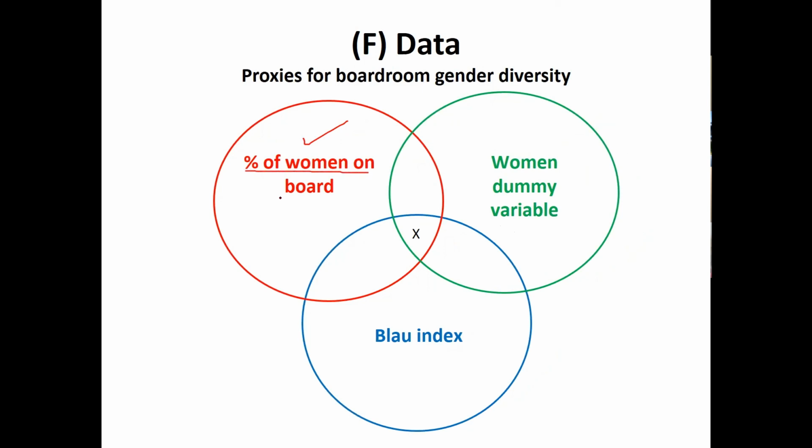How will I be measuring boardroom gender diversity? The simple measures that I picked from the literature are the percentage of women on the board, and a woman dummy variable: if at least 1 female is sitting on the board, I give 1; if no female is sitting on the board, I give 0. So it gives us at least 1 woman on the board versus 0 women, to capture the female diversity on the boardroom. And there is another, the Blau index, that I will be using.